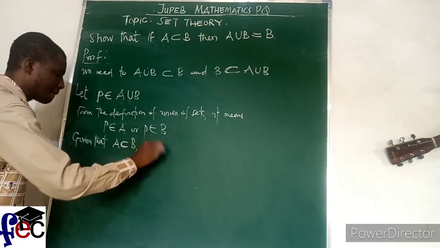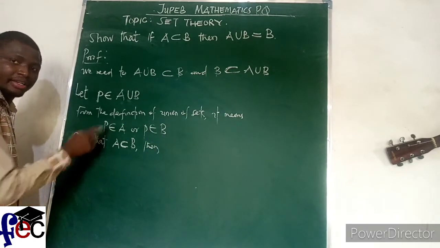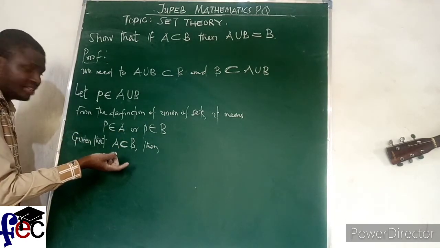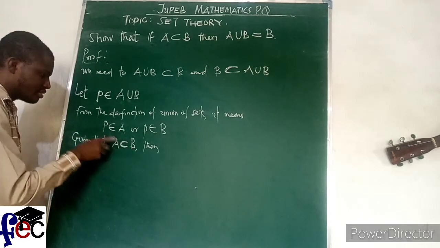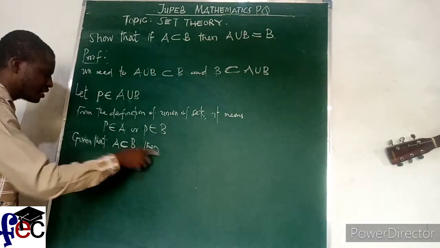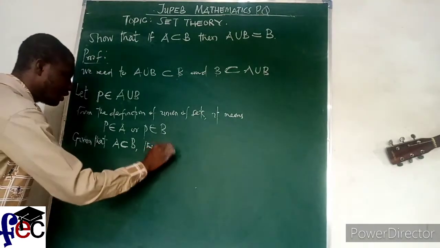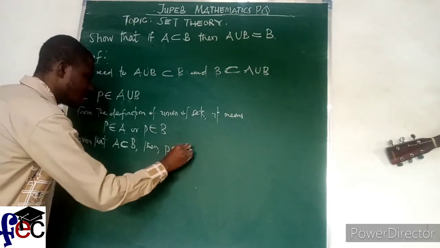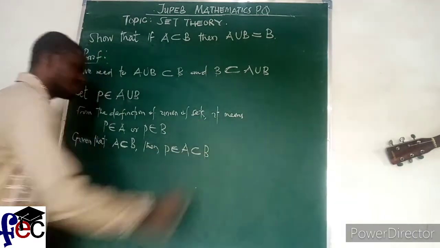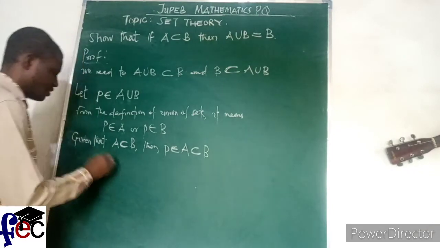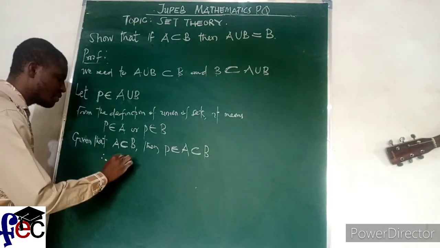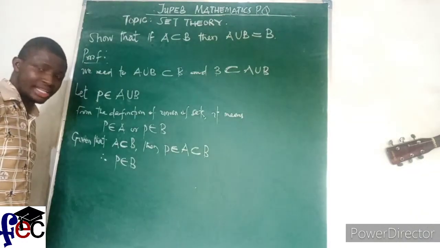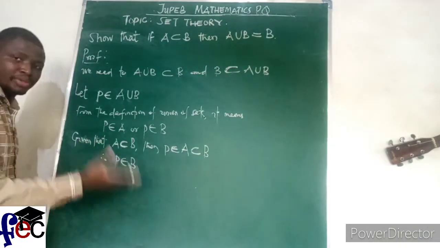then what can I conclude from here? P is a member of what? Are you getting it? Given that A is a subset of B, then definitely P is going to be a member of A, that is a subset of B. Therefore, P is also a member of B. Are you getting it now? So it's like picking it from both sides.